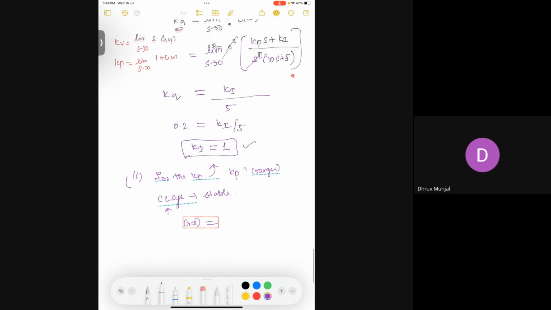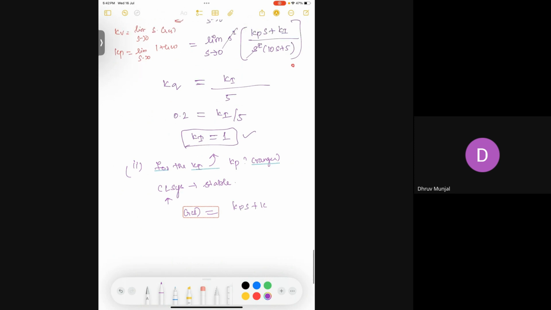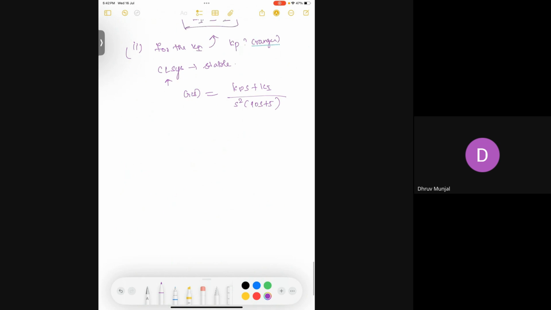So this is the updated G(s), right? (Kp s plus Ki) by s square into (10s plus 5). This is the updated G(s). So to find the closed loop transfer function, s square into (10s plus 5) plus Kp s plus Ki. Good. Now writing the characteristic equation and equate it to 0. s square (10s plus 5) plus Kp s plus Ki equal to 0. So it will give you 10s cube plus 5s square plus Kp s plus Ki equal to 0.